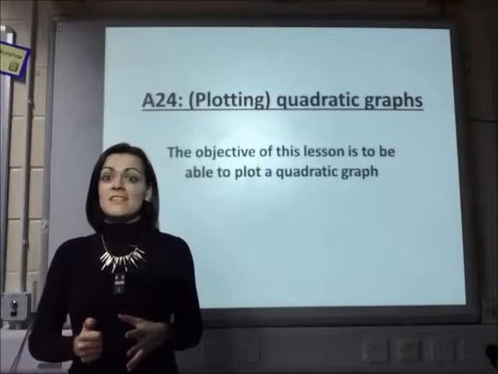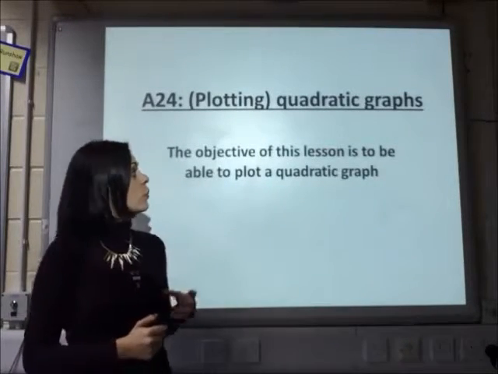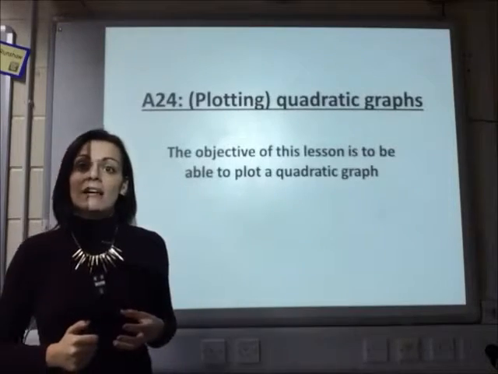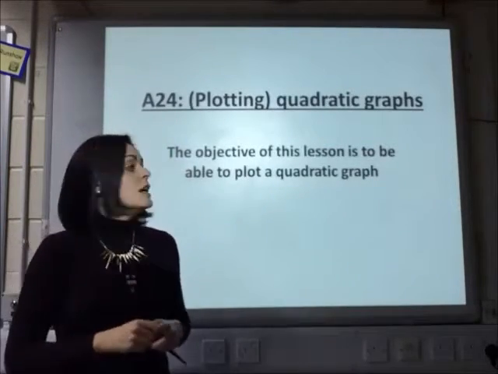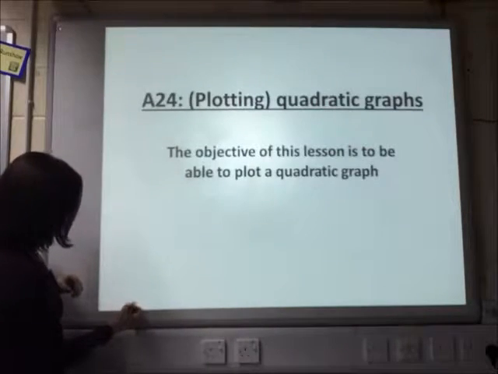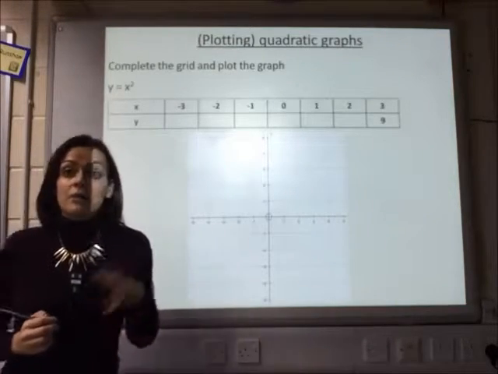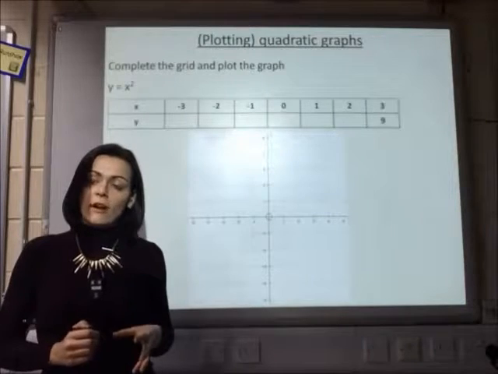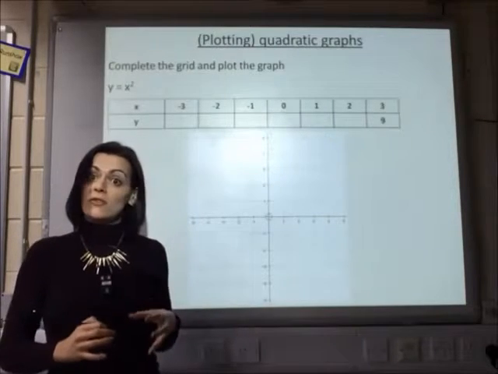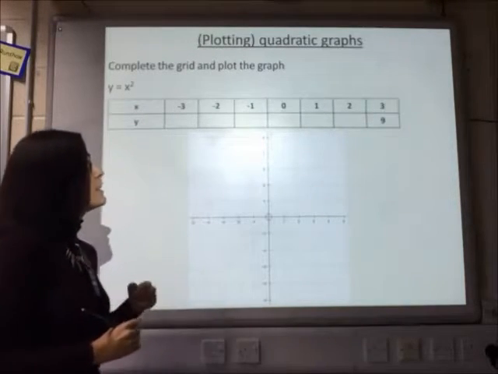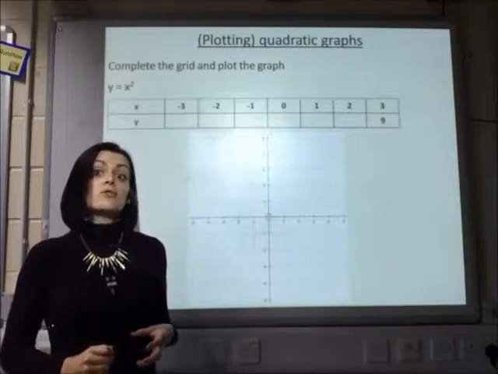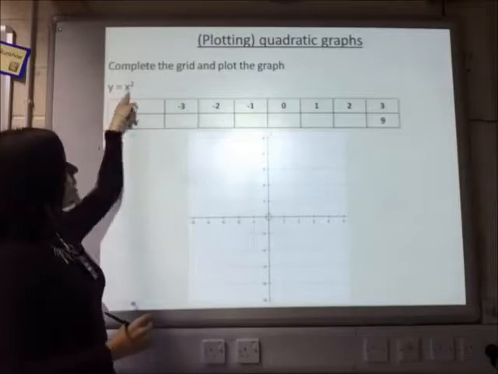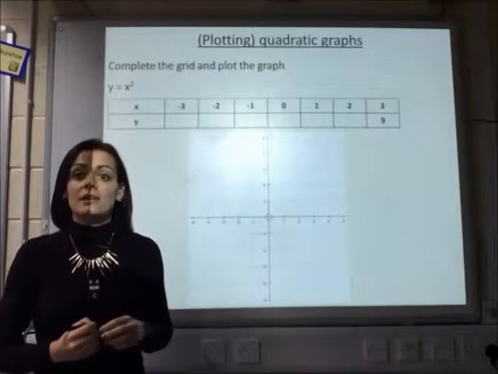Okay, the objective of this video is to be able to plot the graph of a quadratic, so a quadratic graph, and it goes with card A24 from your cards. It's important to remember that the previous card we were plotting straight line graphs, so we were joining everything up with nice straight lines with a ruler. These ones are slightly different, and we'll see that a quadratic graph gives us a very different shape to a straight line. So we're looking at the formula, and the first one is y equals x squared.